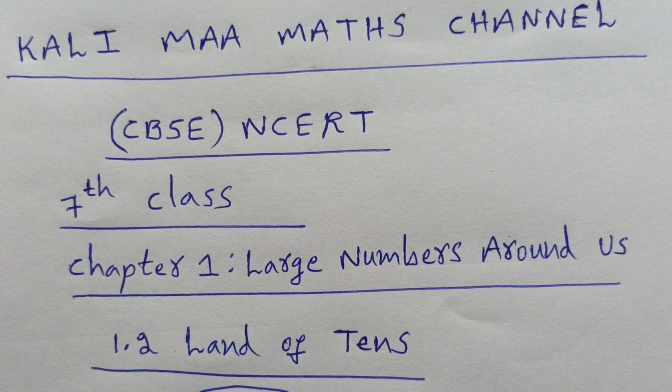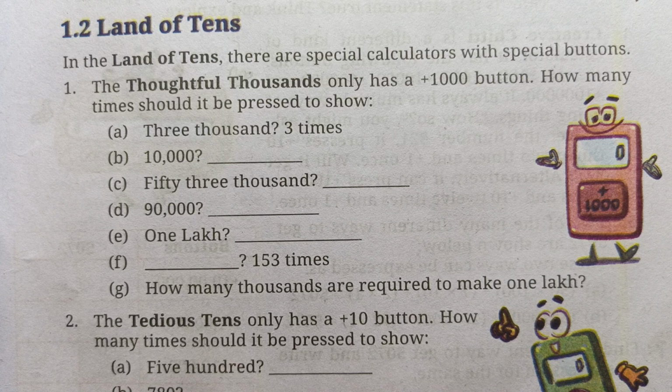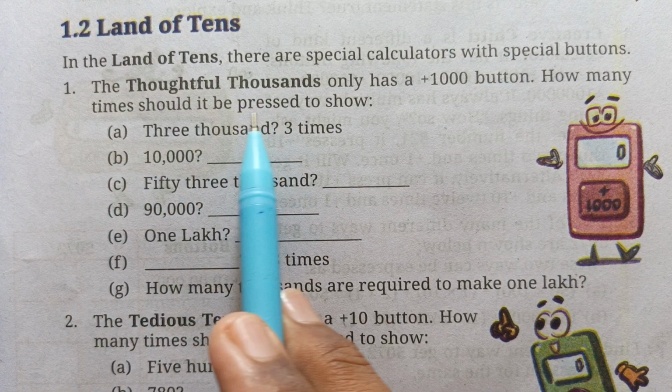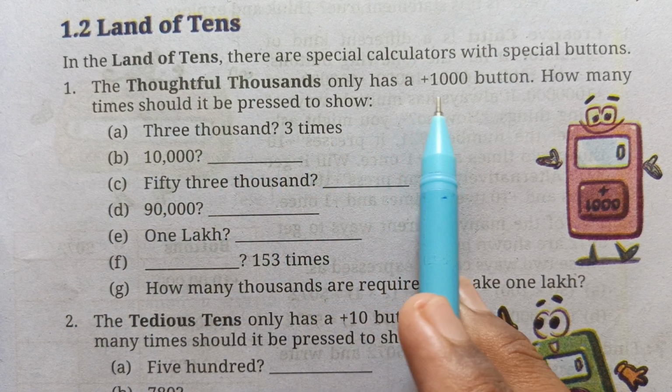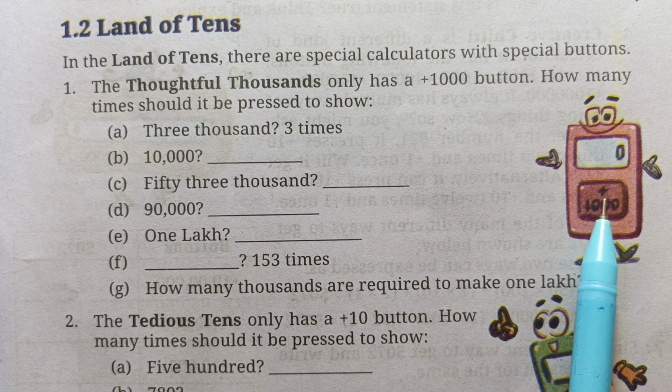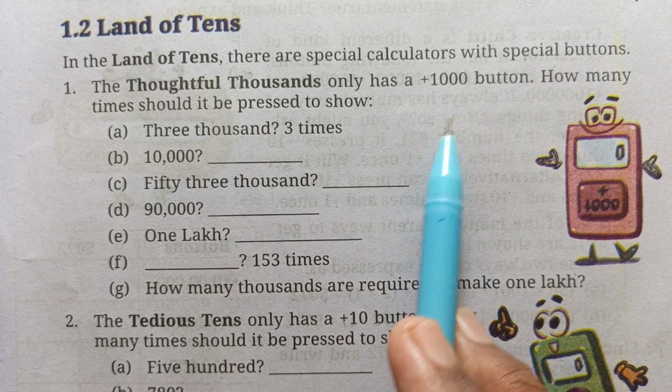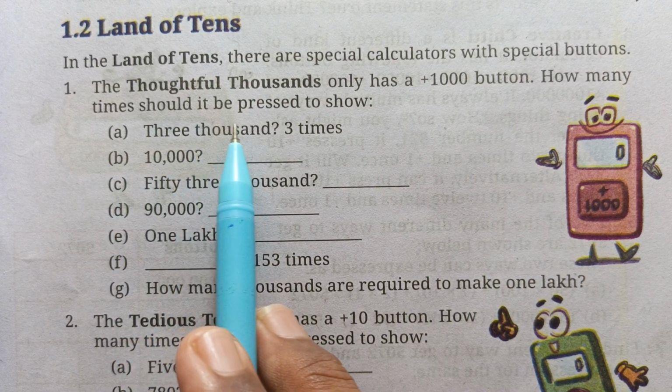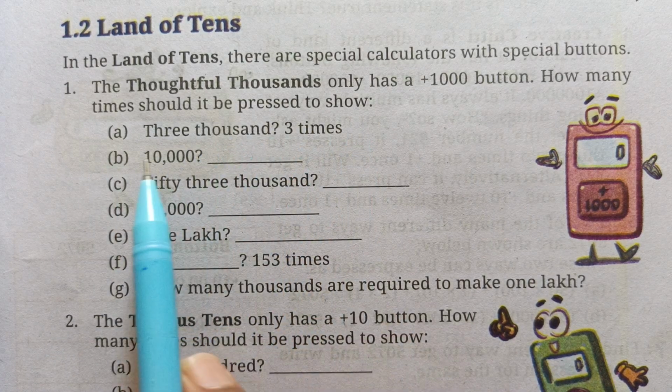In this video, we discuss 7th class NCERT Chapter 1 Large Numbers Around Us. In 1.2, that is Land of Tens. First question, the Thoughtful Thousands only has a plus 1000 button. You can observe here there is a calculator in that it has only a plus 1000 button. How many times should it be pressed to show?